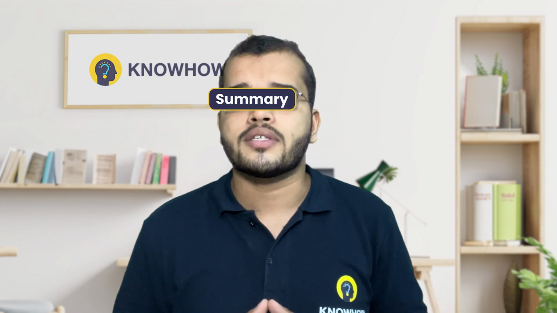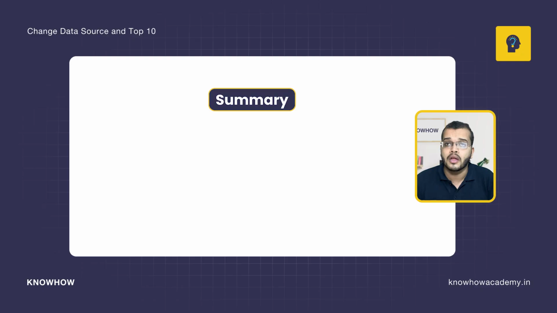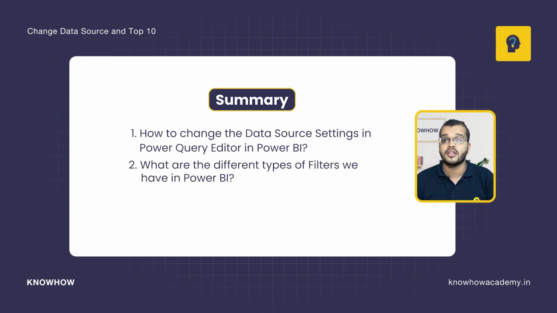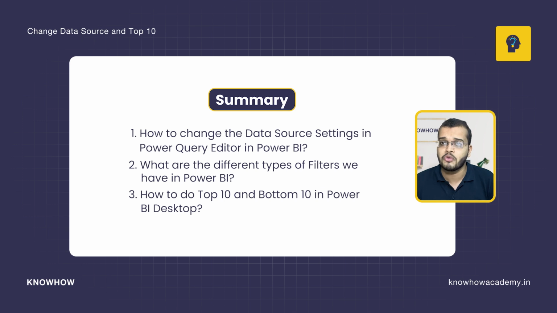So my dear viewers, in this video, we have learned how to change the data source settings in Power Query Editor in Power BI Desktop. We have seen the different types of filters we have in Power BI. And we also saw how to do the top 10 and bottom 10 sales, list price, unit price, and profit in Power BI Desktop.